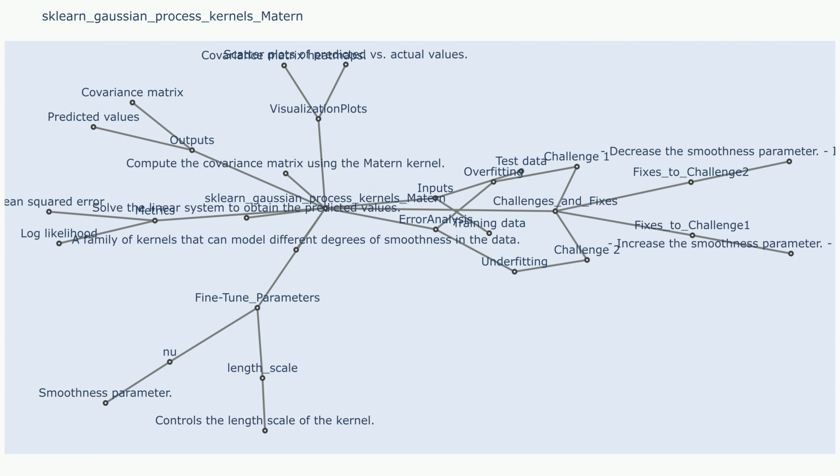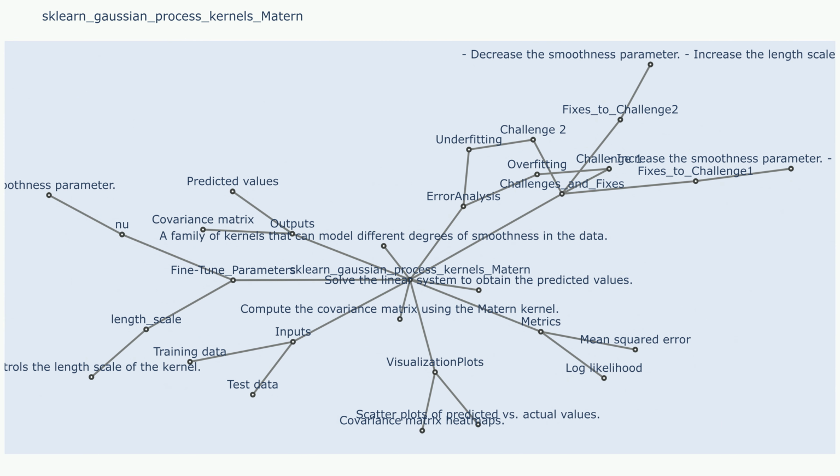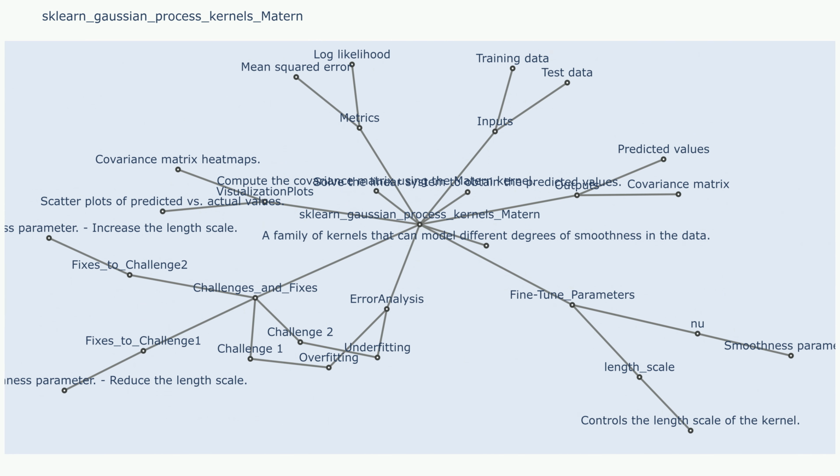Visualization plots: kernel function visualization. Plotting the Matern kernel function with varying distance values and nu parameters can help understand the effect of these parameters on the smoothness of the kernel. Predicted function visualization: plotting the predicted function along with the confidence intervals based on the uncertainty can visualize the GP model's predictions and the associated uncertainty.